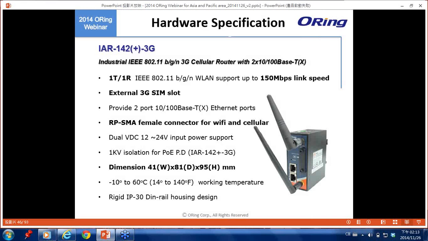IAR 142 Plus 3G is a cellular router device with one cellular module and one RF module, supporting 802.11 BGN, and we also have a PoE model here. Right now we only have a 3G model for this one. This model is also really small, so for some applications or projects that require a really small access point or router device, you can choose to use these two models.